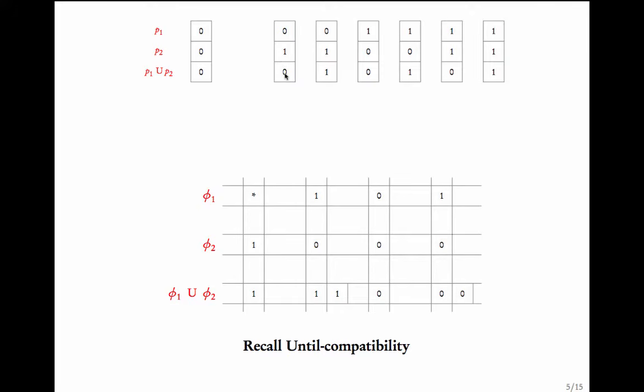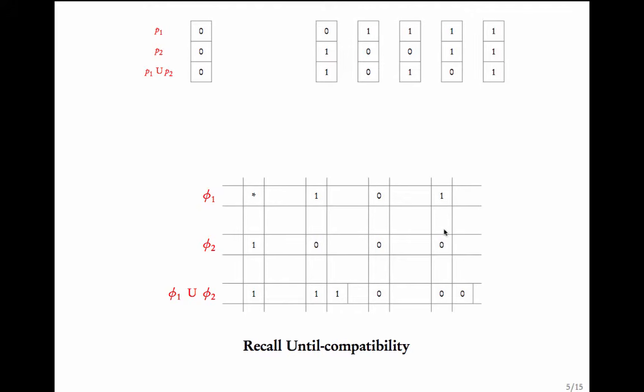What about 0, 1, 0? This says that P2 is true. If you look at the compatibility criterion, if phi2 is true, then phi1 until phi2 has to be 1. And here P2 is 1, but P1 until P2 is 0. This is not possible, so we remove that vector as well. So that cannot be a possible state. What about 0, 1, 1? This is possible. When you have 1 here and 1 here, either this is 0 or 1. So this is possible.